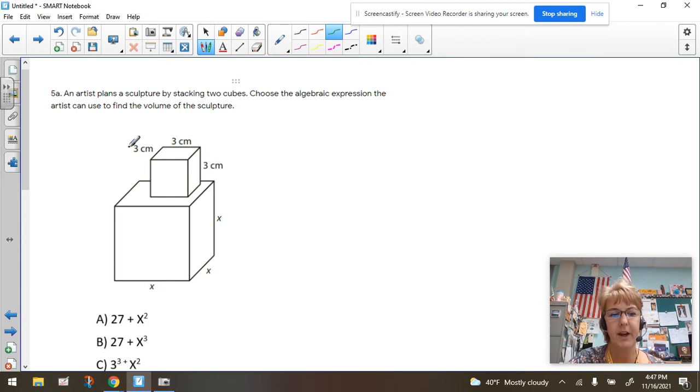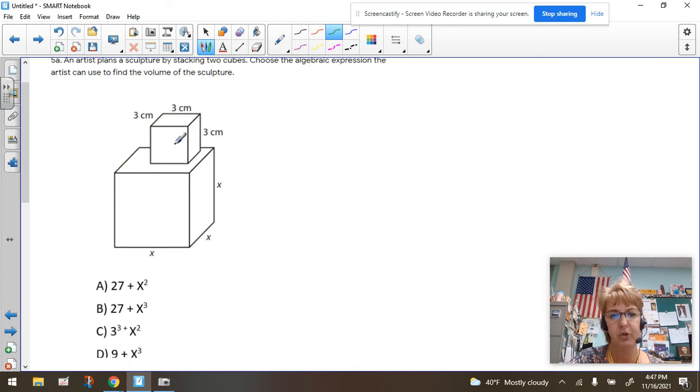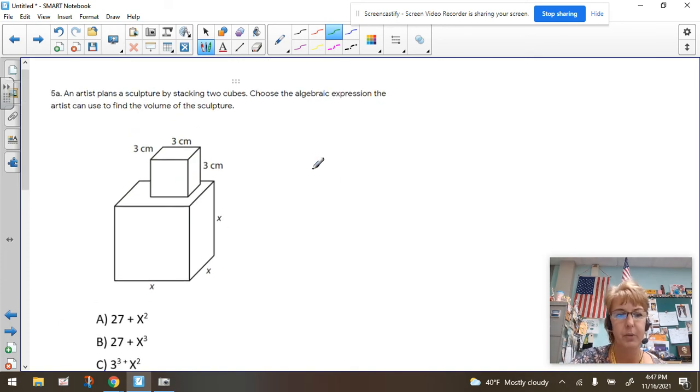We're looking at questions 5A and it has a part B, 5B, that both deal with the same sculpture. So let's take a look at what they want us to do. An artist plans a sculpture by stacking two cubes. Choose the algebraic expression the artist can use to find the volume of the sculpture.